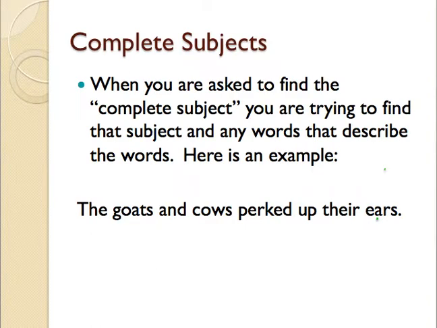And when we're talking about complete subjects, a complete subject is when you are trying to find that subject and any words that describe the words. So here's an example. The goats and cows perked up their ears. So in this sentence, if we were looking for the complete subject, we would look for what or who did the action. Well, we would say the goats and cows. So we would say that our entire complete subject is the goats and cows.